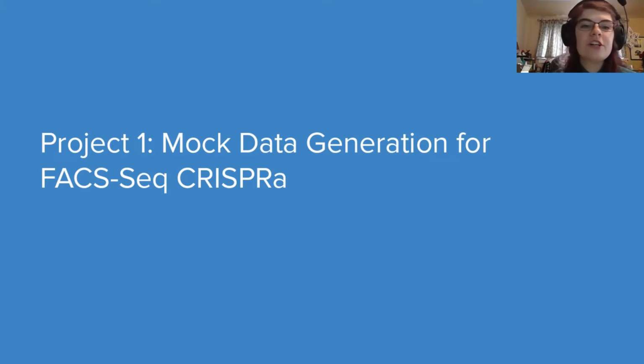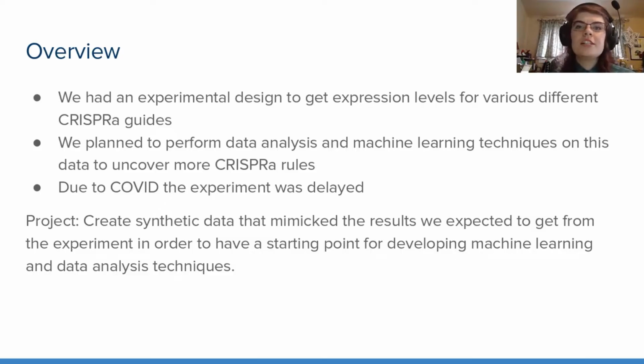Okay, so I'll start talking about that first project, the mock data generation for FACS-seq CRISPRa. I joined this project around the spring of 2020, where we aimed to perform an experiment to get different expression levels for different guides to test their effectiveness. We planned to perform data analysis and machine learning techniques on this data to uncover more CRISPR rules. But due to COVID, the experiment was delayed. The lab that had all the devices that we were going to use shut down, and so we weren't able to carry that out.